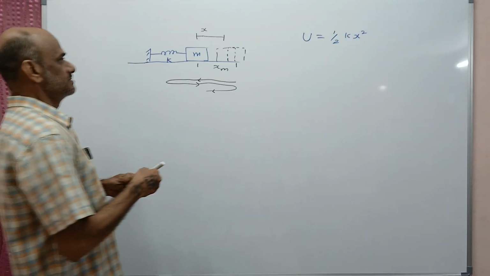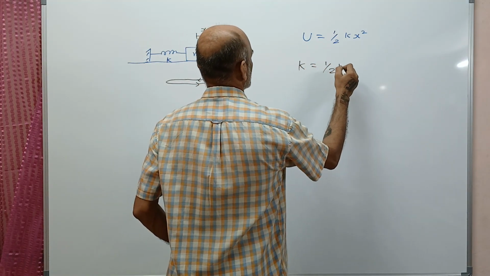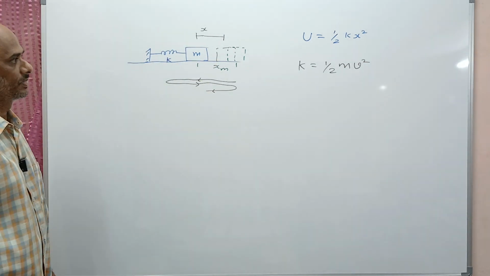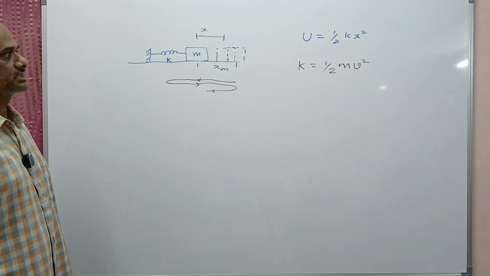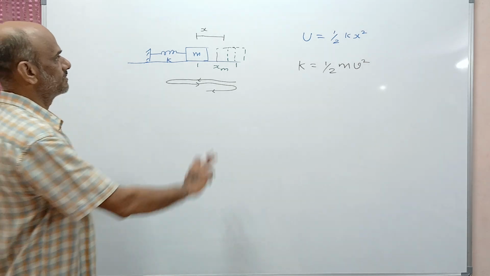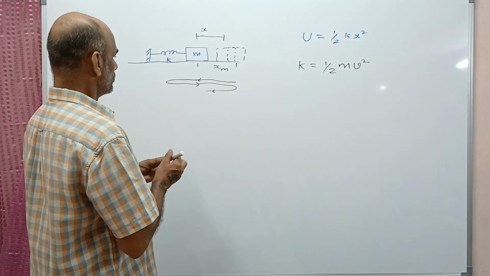And the kinetic energy of the system is half m v square, where v is the velocity of this block m. Spring is massless, so the kinetic energy stored in the spring is 0. So the kinetic energy is stored in the mass and the potential energy is stored in the spring. Okay.